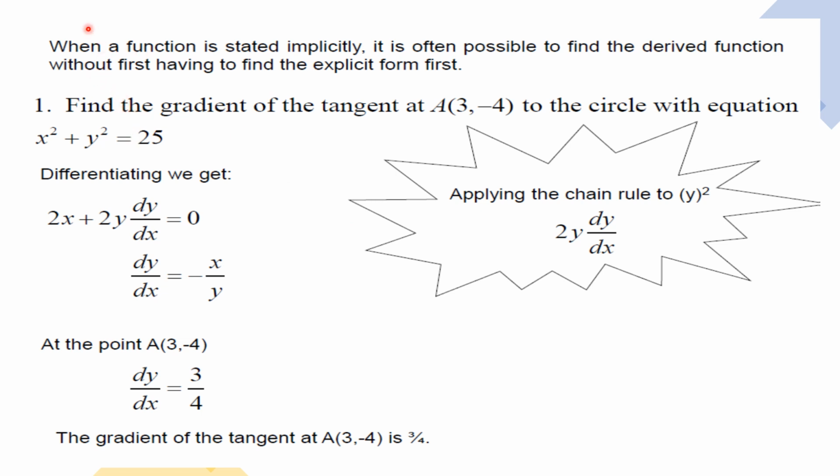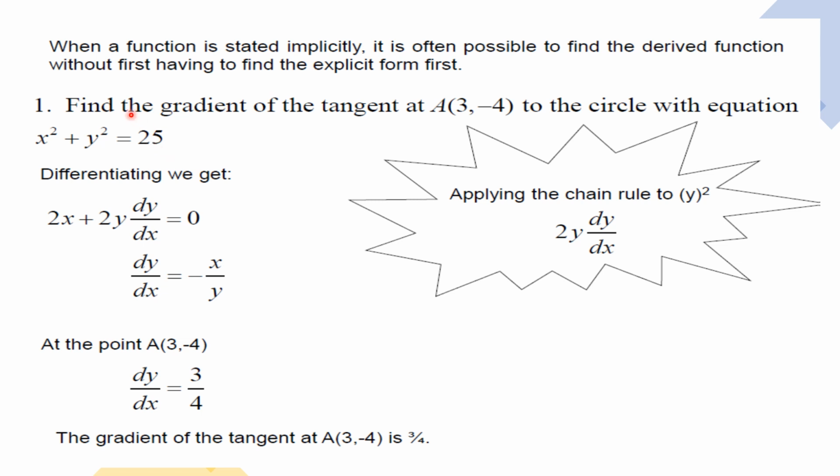Now, the first key point: when a function is stated implicitly, it is often possible to find the derived function without first having to find the explicit form. That means if you have x and y in one equation, you can actually find the derivative, which is dy dx, without getting y in terms of x.